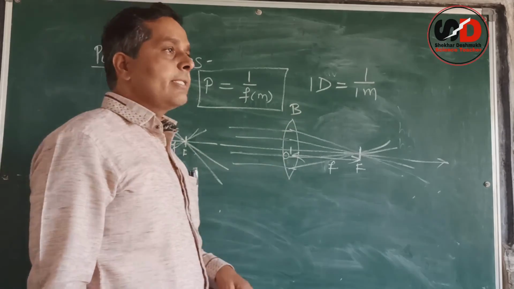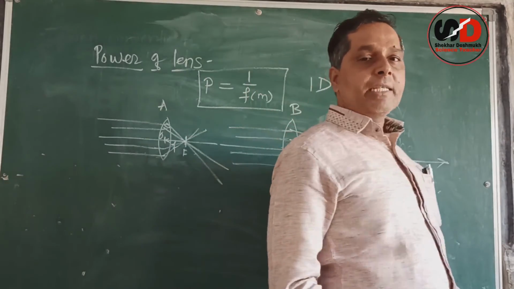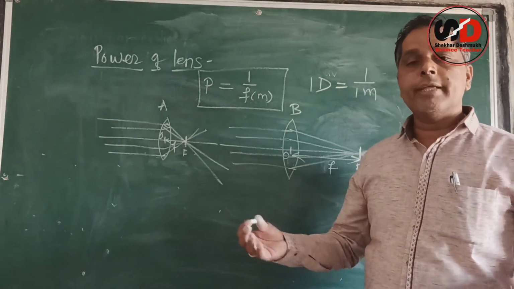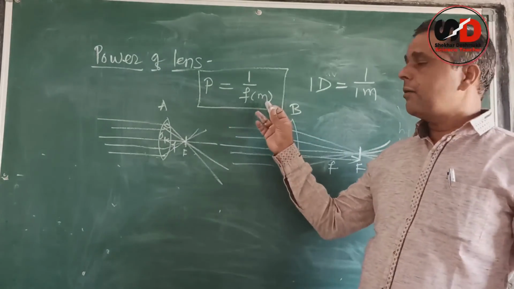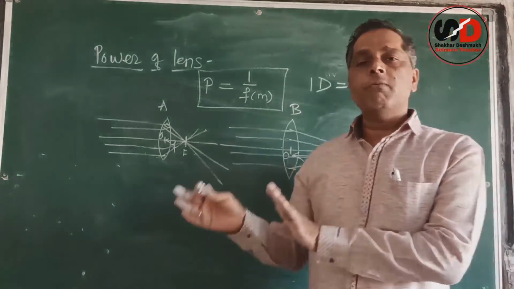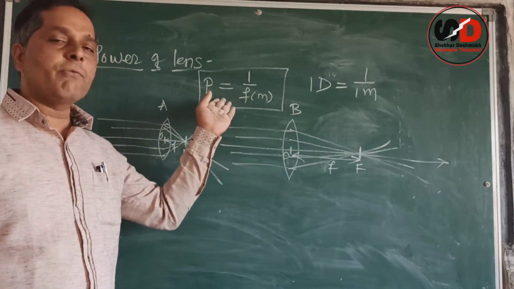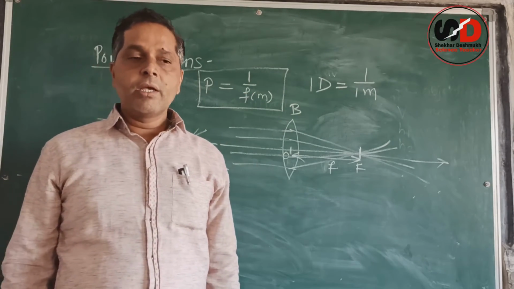It may be given in the exam that if the focal length of a convex lens is 50 centimeters, then calculate the power of that lens. It is given in centimeters, and we require it in meters. So we should convert it first into meters, and then by using this formula we can easily find out the power of the lens.